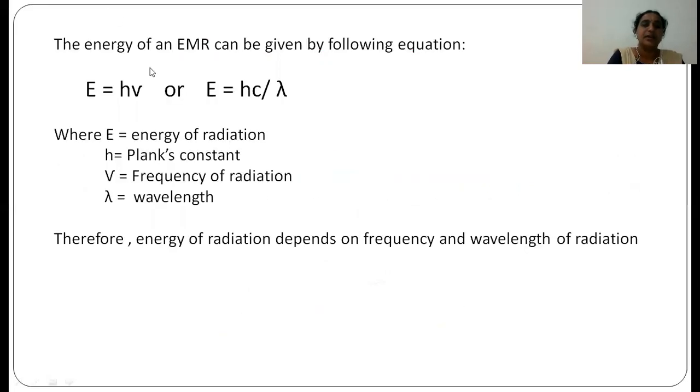The energy of an electromagnetic radiation follows this equation, E equals h nu. That means energy of radiation is directly proportional to the frequency of radiation. We can also write this equation such that energy of radiation is inversely proportional to the wavelength of radiation. That means if the frequency of any radiation is more, energy is more. If wavelength is more, then energy is less. Therefore, the energy of radiation depends on frequency as well as wavelength.